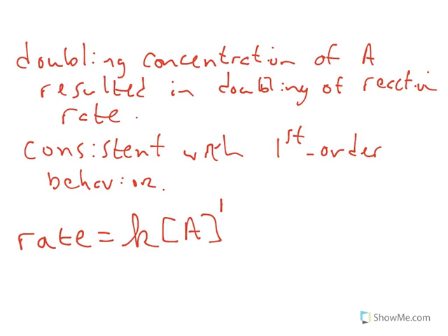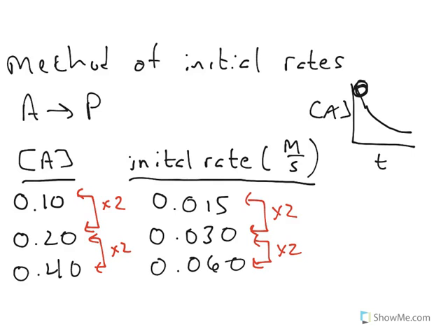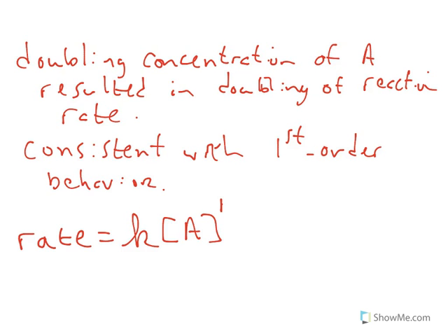If I plug in a value of 1 for A, I get a rate. If I plug in a value of 2 for A, I get double that rate. How do I know that? There's the data right here. So going from 0.1 to 0.2, that rate did what? Doubled. Doubled the concentration, doubled the rate. Okay? So if I double this guy, that means I'm going to double this guy. That makes sense for a first order.